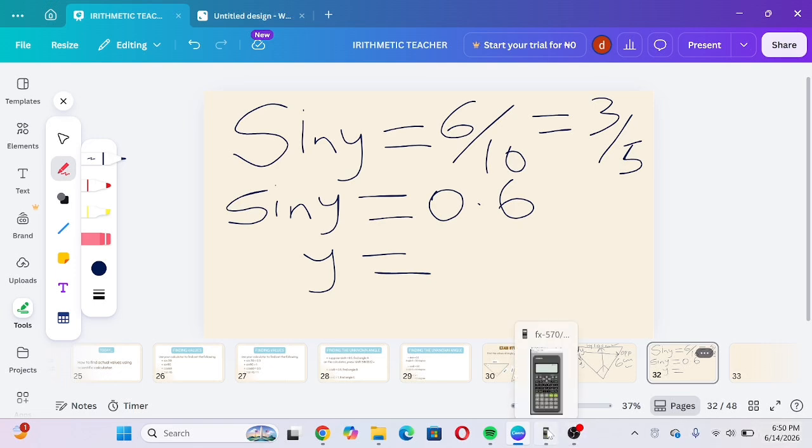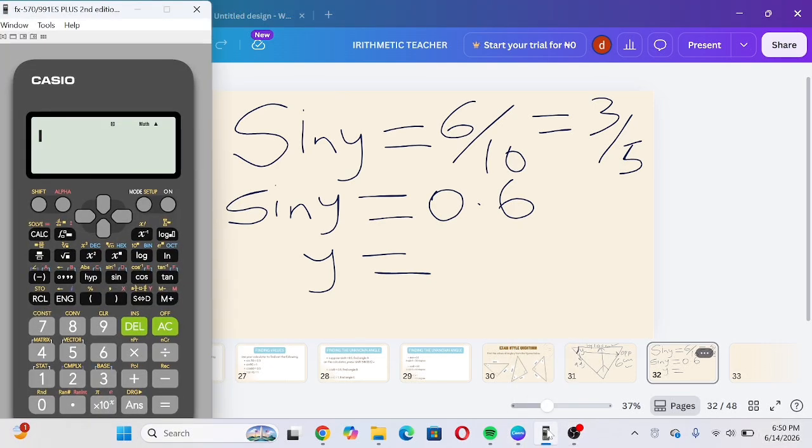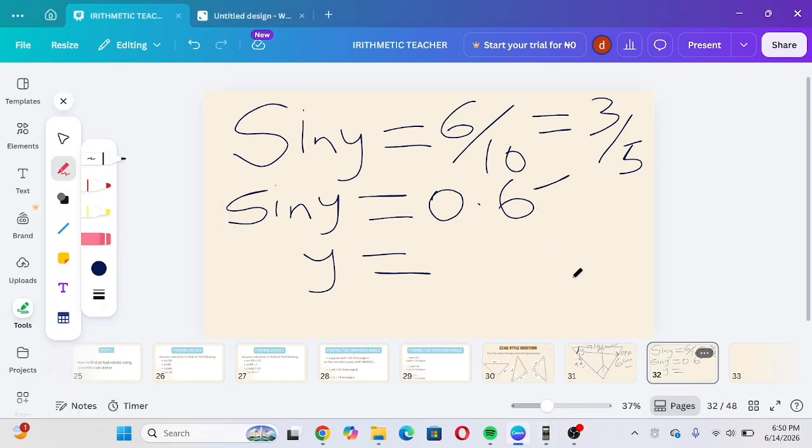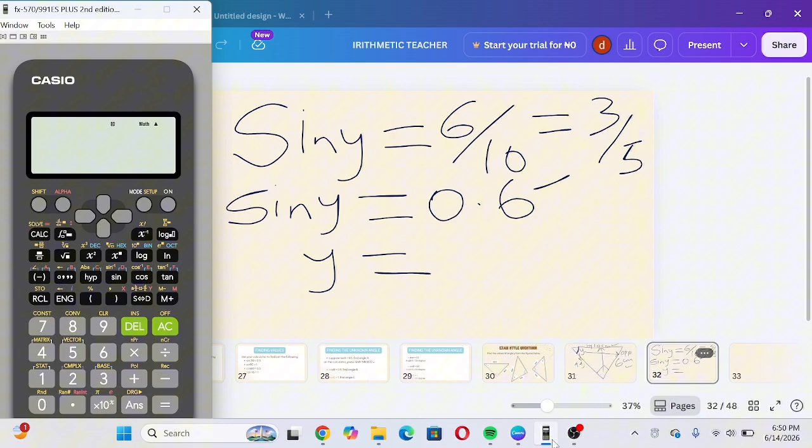So we bring in our calculator. Remember, we are looking for what? The angle. Since we have the what? The value. The value is 0.6. We are looking for the angle, so you must start with your shift, then the trigonometric identity sine, then the value 0.6, equal to.